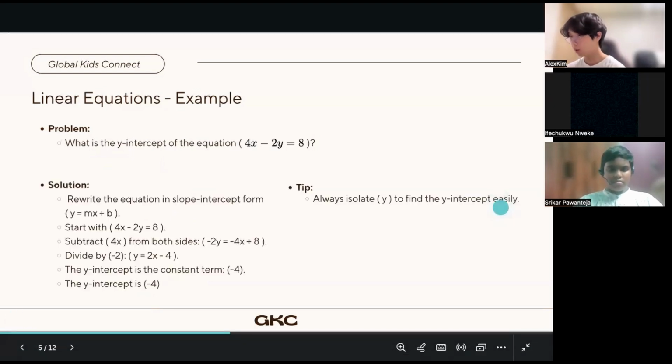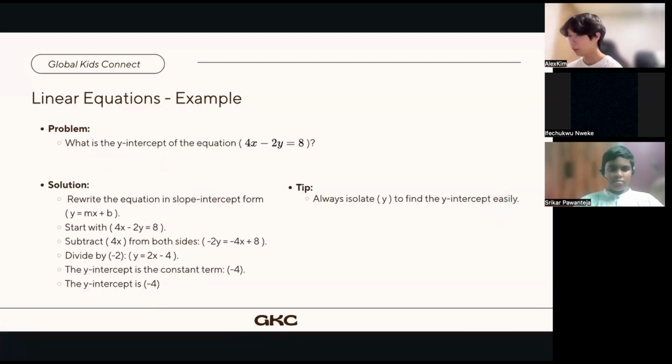Here is the same solution, but written. A tip for this kind of question is to always isolate the y variable in order to find the y-intercept much more easily. In the original equation form we are given, there's not much we can analyze or understand about the y-intercept or anything else. Therefore, you should always isolate the y variable.